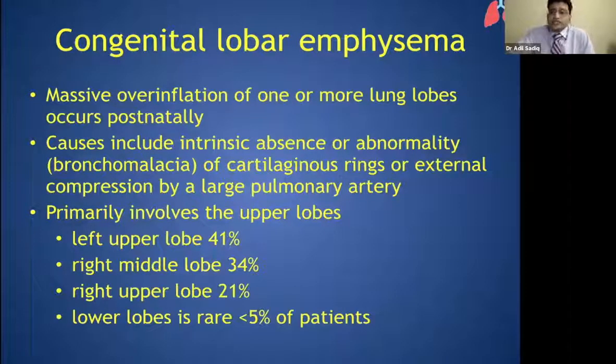Let's go on to the next large entity that we see, congenital lobar emphysema. It's a massive inflation of one of the lobes that is seen postnatally. It can be related directly to an anomaly of the bronchial cartilage, which causes a one-way valve or air trapping within the lung. Very common in the upper lobe, more on the left side, and rarely on the right side as well. Lower lobes are rare.